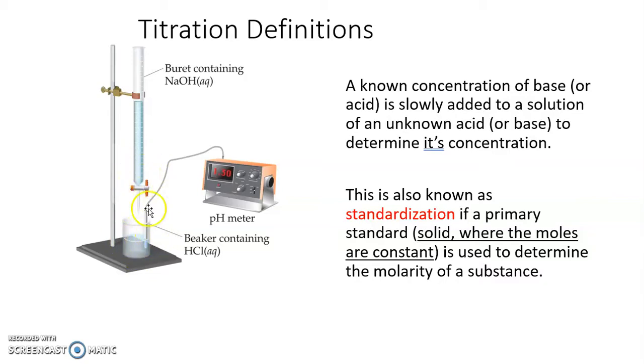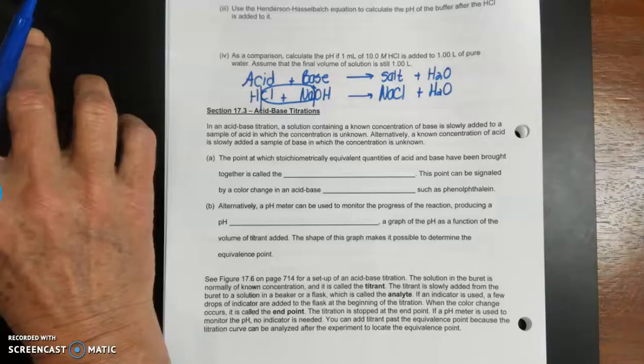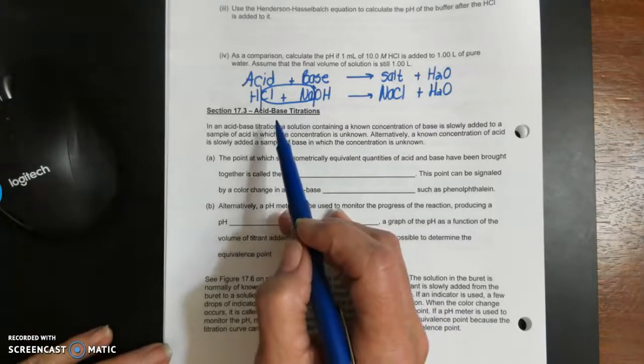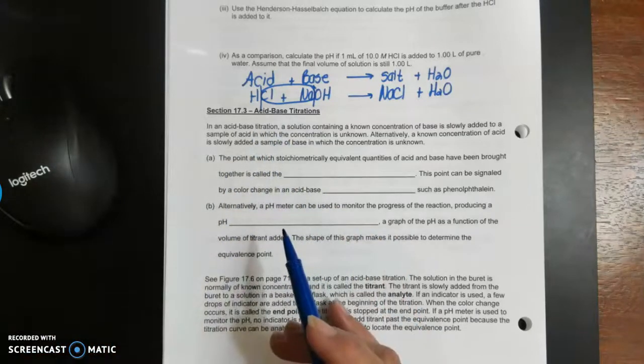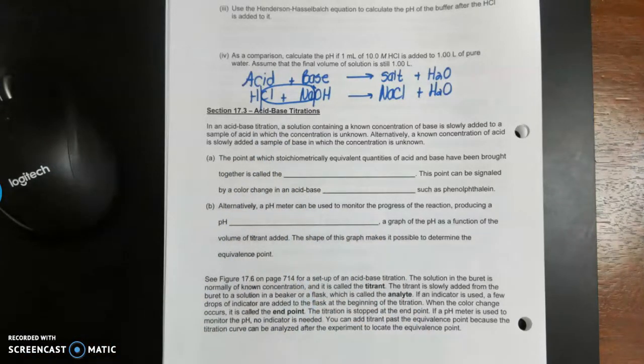Now, you can also reverse these. You can also have the unknown in the burette and the known in the flask. It really doesn't matter. But one is known, one is not, and you use the known to understand what the molarity or pH or concentration is of the unknown. It's incredibly important. It's used all the time in real life to determine the acid or base concentration of an unknown material. So we're going to go to 17.3 in the Faribault packet, and we're going to talk about what we're doing here.